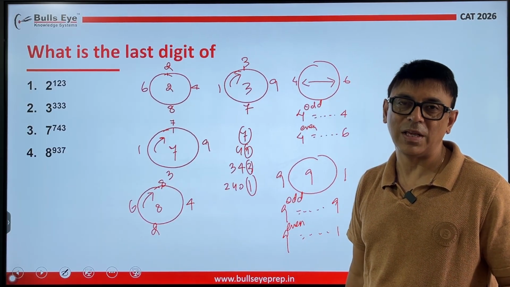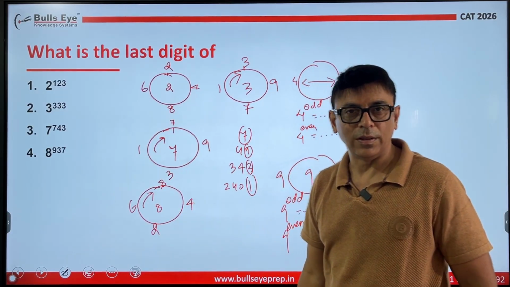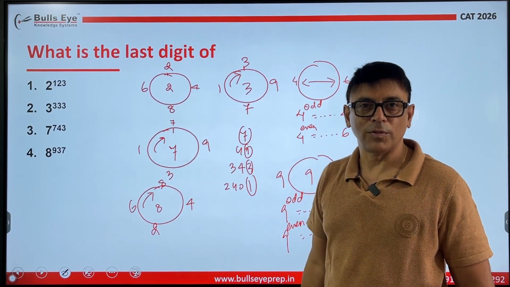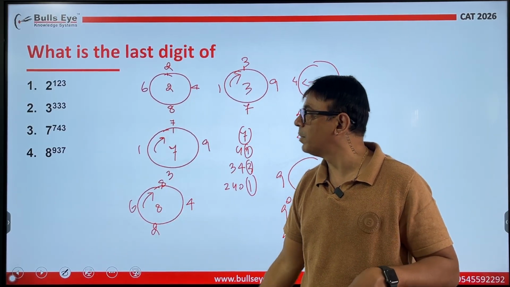That's what acts as the base of the power cycle. Now let's see this question. 2 raised to 123. 2 has got 4 stops. So if I were to dial it, how many circles will be there? How many dials will be there?